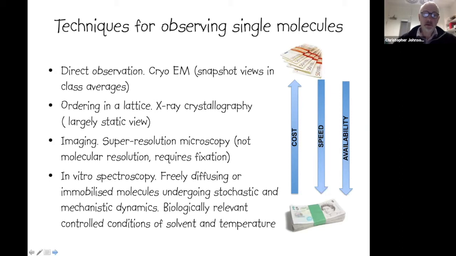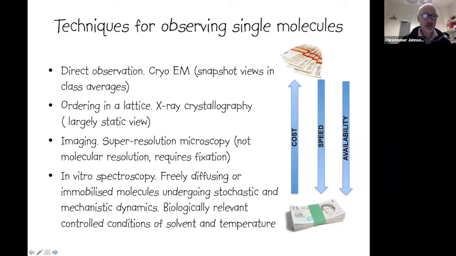We've also heard in the first 4 talks in this series about imaging, and in particular super resolution microscopy, which is approaching molecular resolution and being able to observe individual molecules. One of the problems with this is that you have to fix your sample. Again, it has to be not moving while you're acquiring the data. So the fourth option, sorry, in terms of observing single molecules might be to apply classical in vitro spectroscopy.